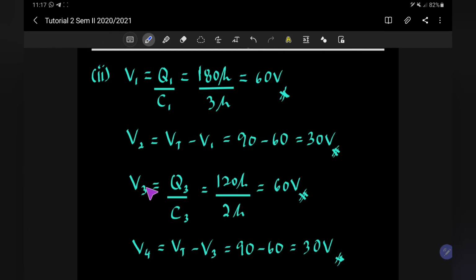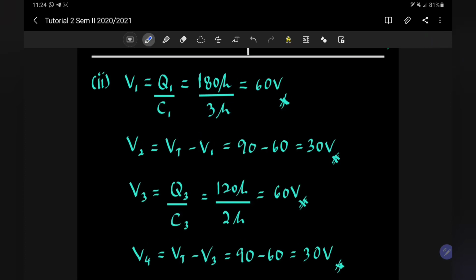And then by doing the same thing for V3, V3 equals Q3 over C3, from the equation Q equals CV, isn't it? Alright, so Q3 we got is 120 micro and C3 given is 2 micro. So you will get V3 equals 60 volt. Again, V total equals V3 plus V4 because they are arranged in series, so V4 equals V total minus V3. V total given now is 90 volt, V3 we got now is 60 volt, so you will get V4 equals 30 volt. Alright, so this is the way how to answer question number 2.